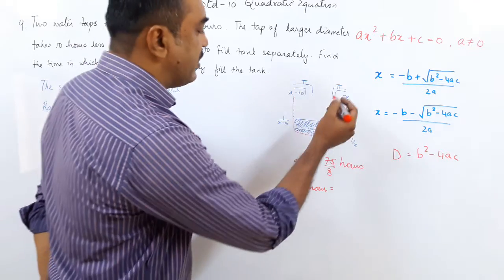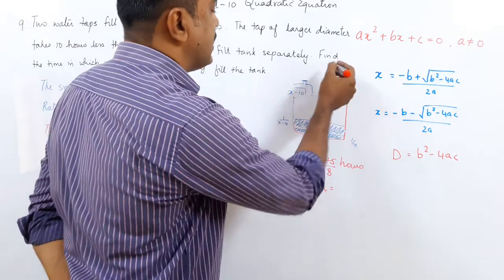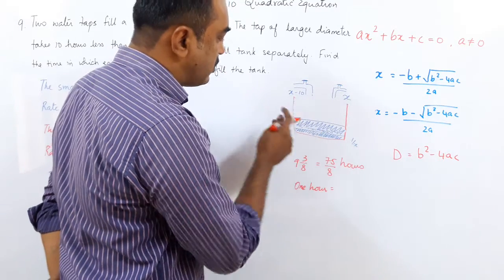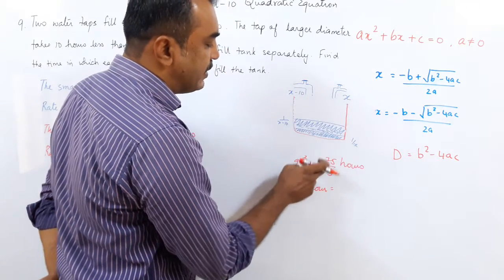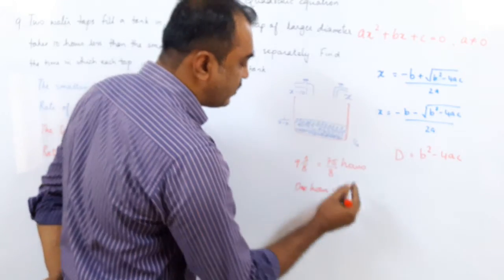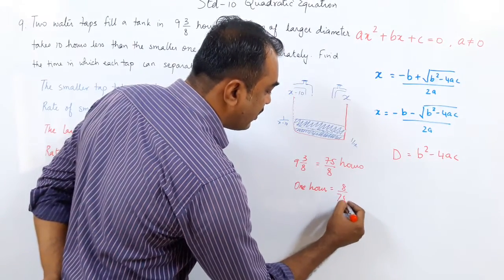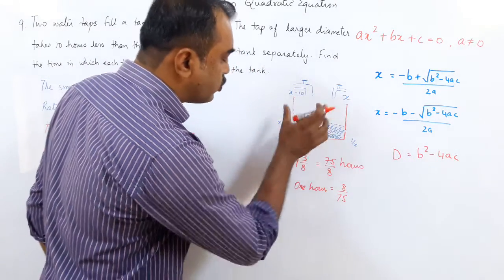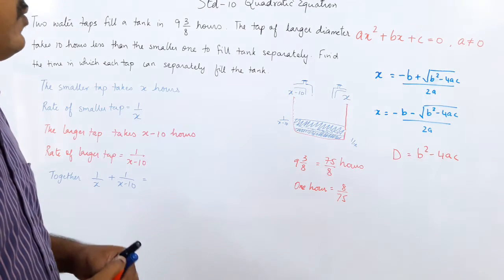So now we have got, like, another separate tap. The two together fill up the whole tank in 75 by 8 hours. But in 1 hour how much is filled up? It is 8 by 75 of the tank. So what is the rate of the two taps together now? It is 8 by 75.